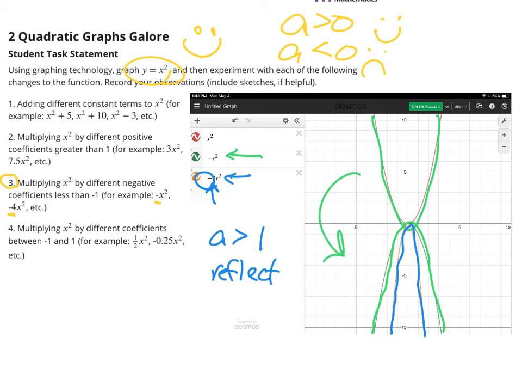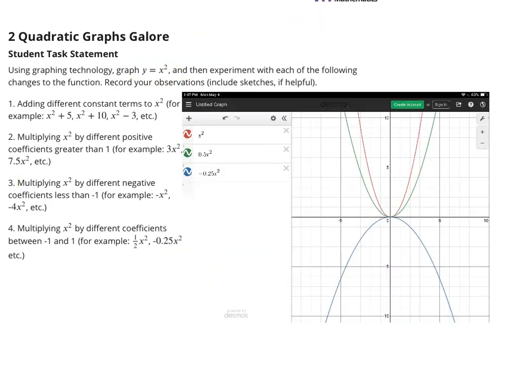All right? So we're going to try some fractions in this last example. I hope you're taking notes. Here's our last one. We're on number 4, multiplying x squared by different coefficients. Our original x squared is still in red. The first thing we did in green was multiply it by a number between negative 1 and 1. So we are in fractions.